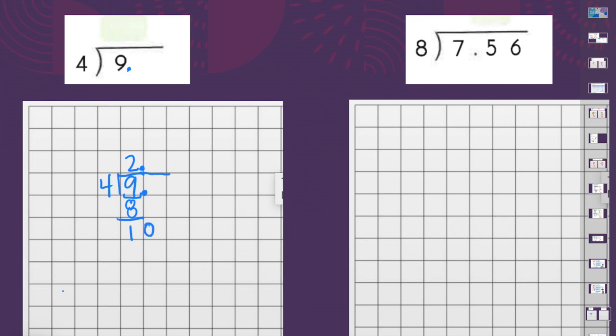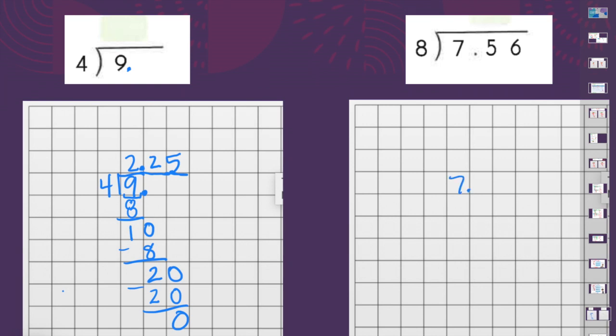1 becomes 10 tenths, and 10 tenths divided into 4 equal groups would give us 2 in each group. So 2 times 4 is 8, and we're left with 2 tenths left over. So we're going to regroup that into the hundredths, and 2 tenths becomes 20 hundredths. And 20 hundredths divided into 4 equal groups would give us 5 in each group. And 5 times 4 is 20, with nothing left over. So our quotient would be 2.25.